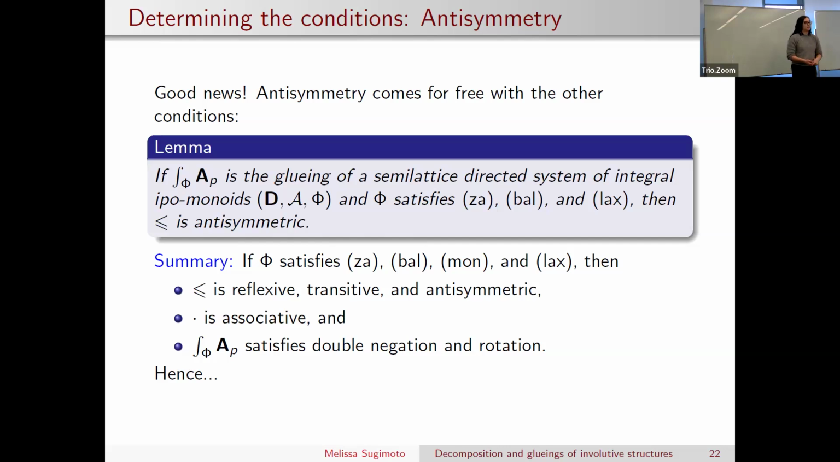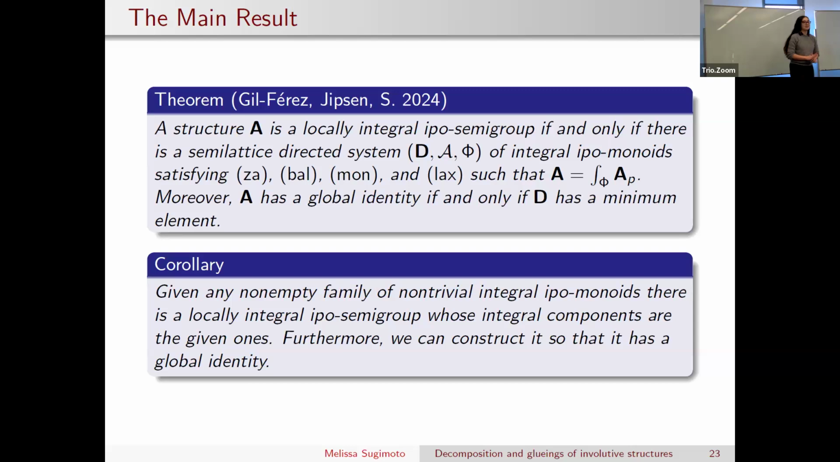anti-symmetric relation. We get an associative binary operation, which comes from the Płonka sum. And we get a gluing that satisfies double negation and rotation. So if we're paying attention, that is exactly the same thing as ending up with a locally integral ipo-semigroup. So we can now go both ways. We have a complete characterization of what these locally integral ipo-semigroups look like.